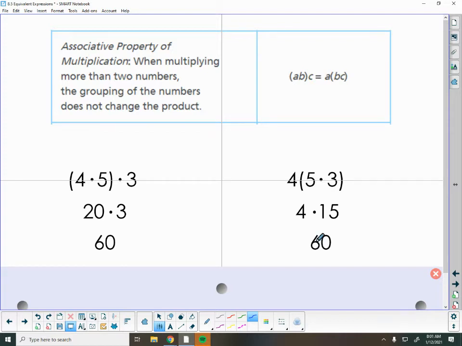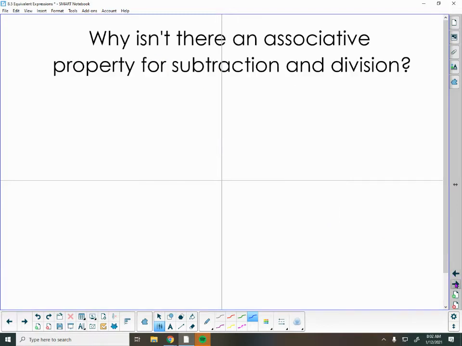So we can change things around and commute them when we're just adding or just multiplying. We can also associate different parts of the problem together to see if they are equivalent or not. So just like there was not a commutative property for subtraction and division, there is not an associative property for subtraction or division either.